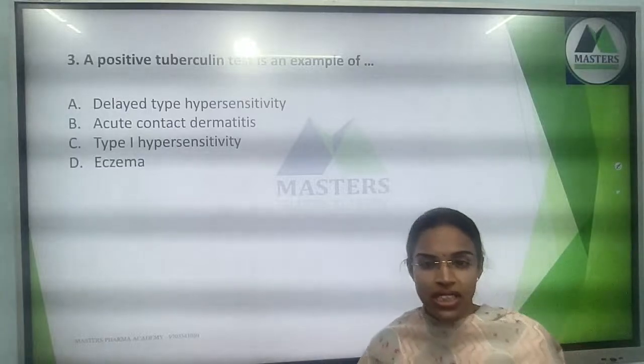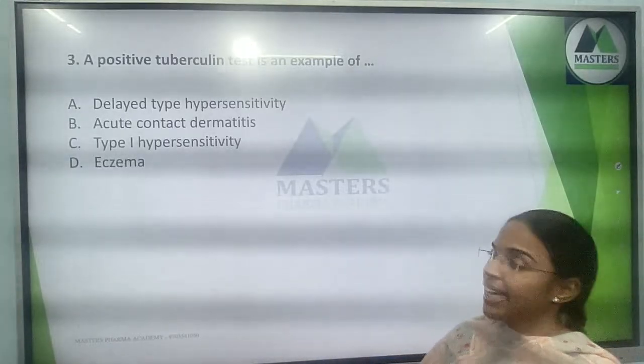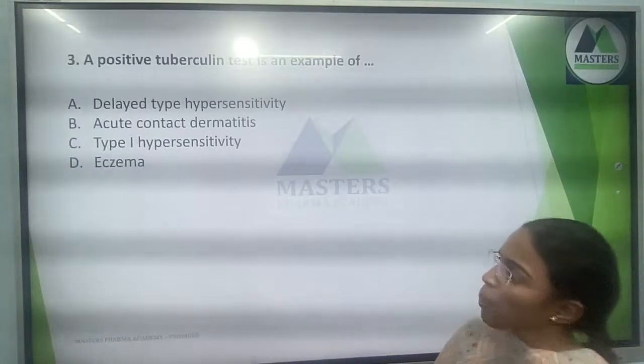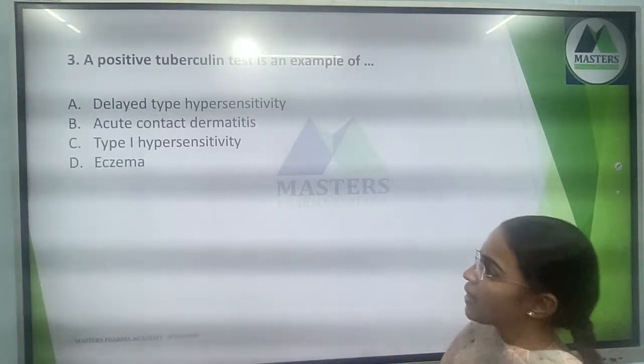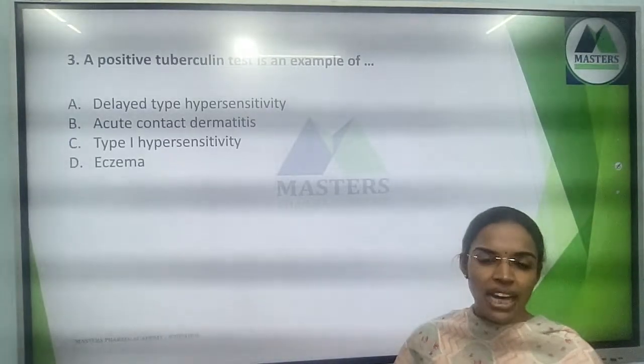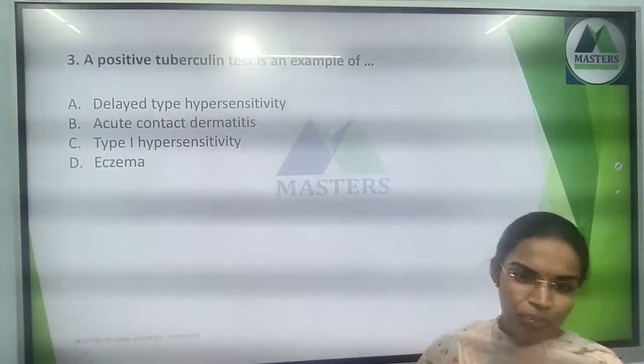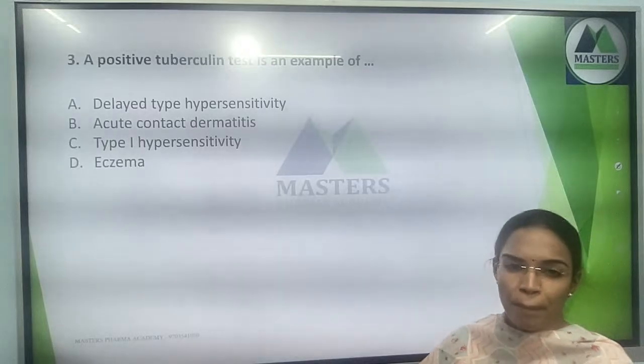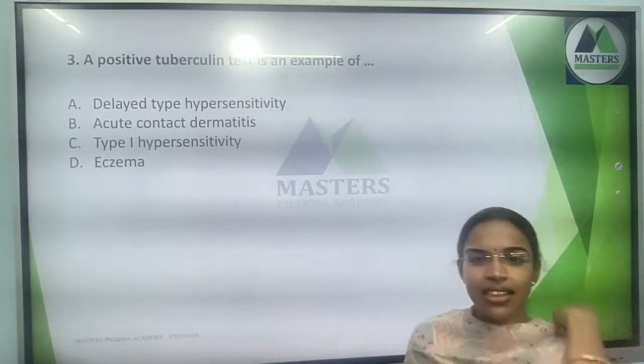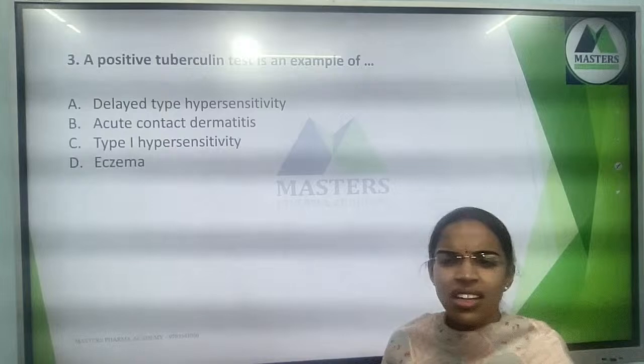The options here are A, delayed type of hypersensitivity, B, acute contact dermatitis, C, type 1 hypersensitivity and anti-eczema, and D, eczema. So what's the right answer? Put the answers in the chat box.